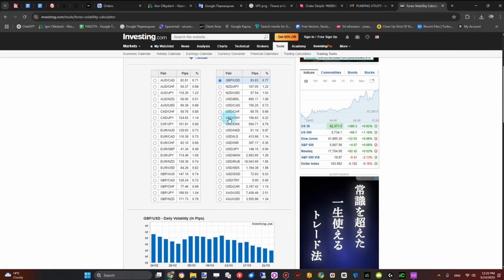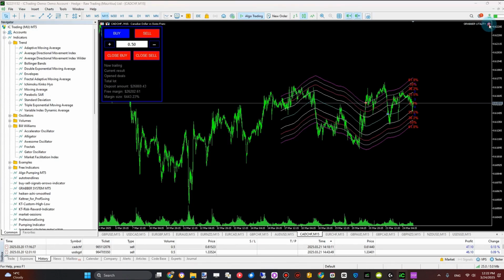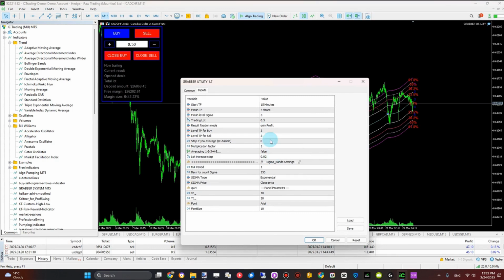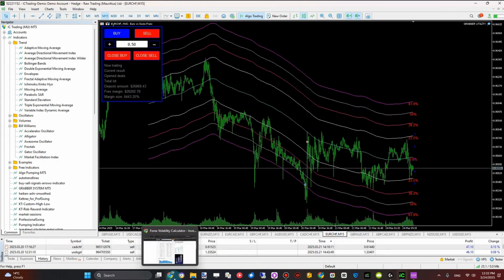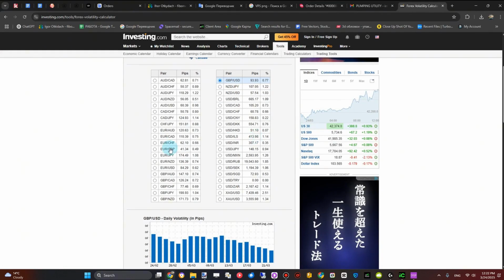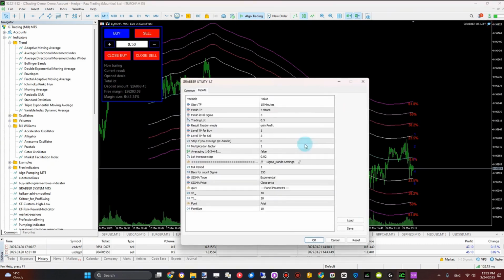CAD against the franc. 50. That's how we'll set it. 500. To set euro against the franc, it will be even less than euro pound. No, it will be a bit more, 60 for us. But we set 600, and we have a 5-digit.